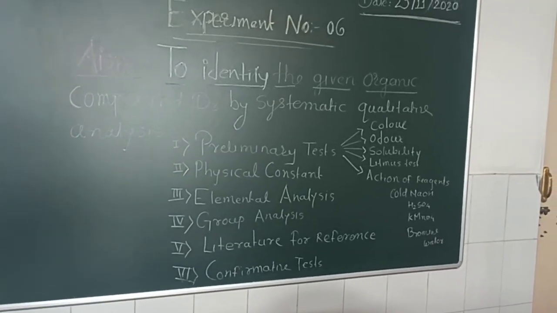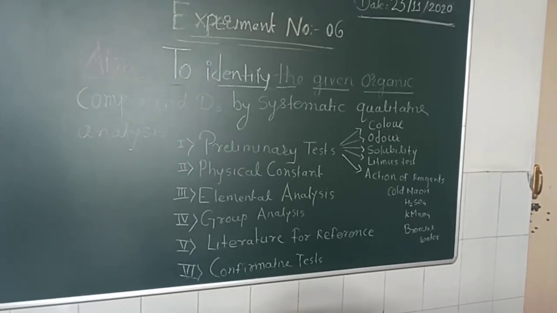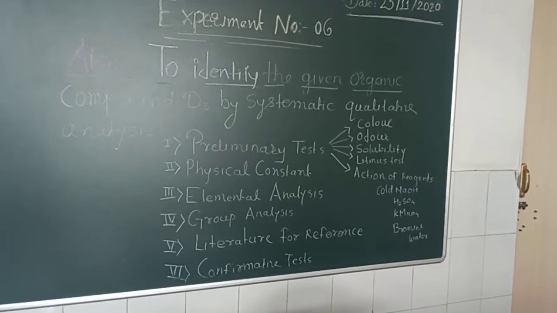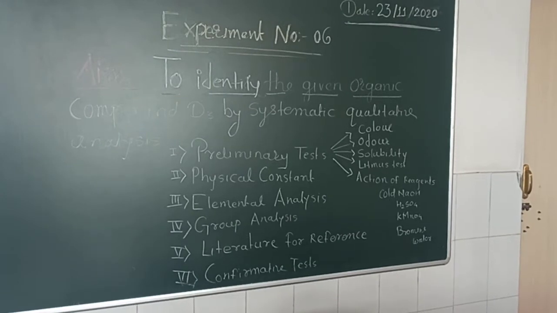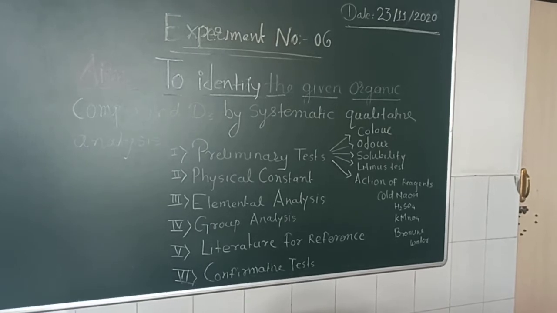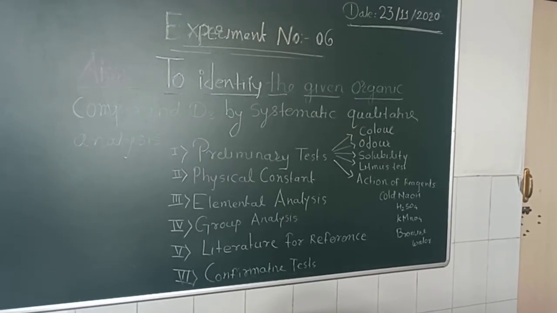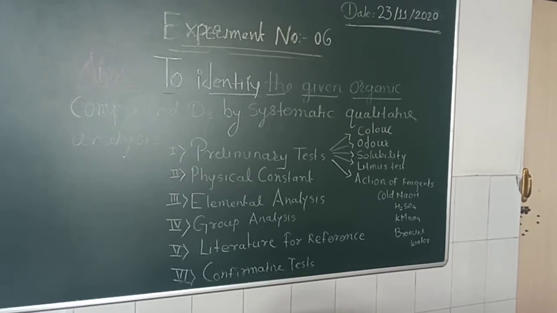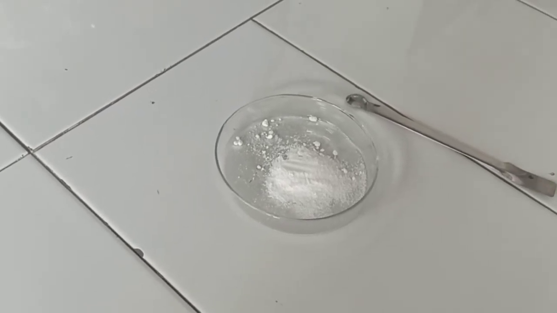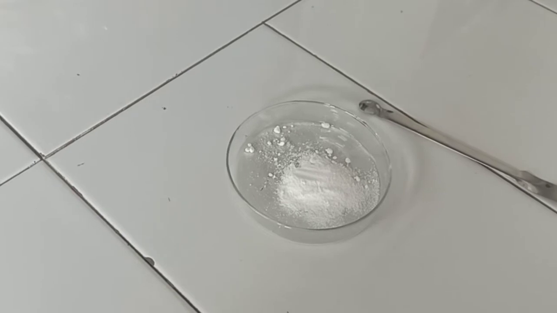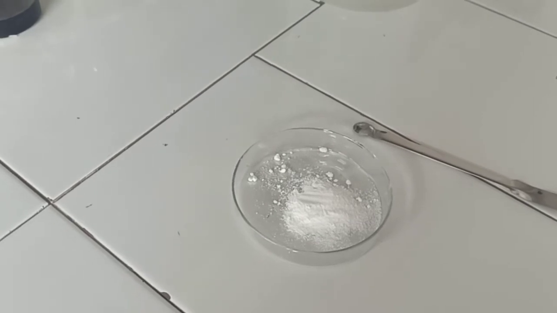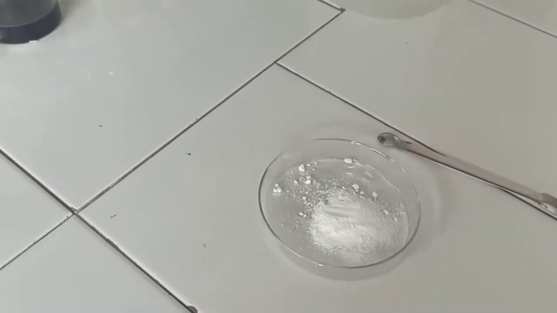Today we are going to perform experiment number 6, that is to identify the given organic compound D3 by systematic qualitative analysis. The first step is preliminary analysis. Here, one unknown compound is given to you, and you have to perform the preliminary tests first. This unknown compound, sample D3, is colorless and odorless. So the inference is that compounds such as carboxylic acid or carbohydrate may be present.